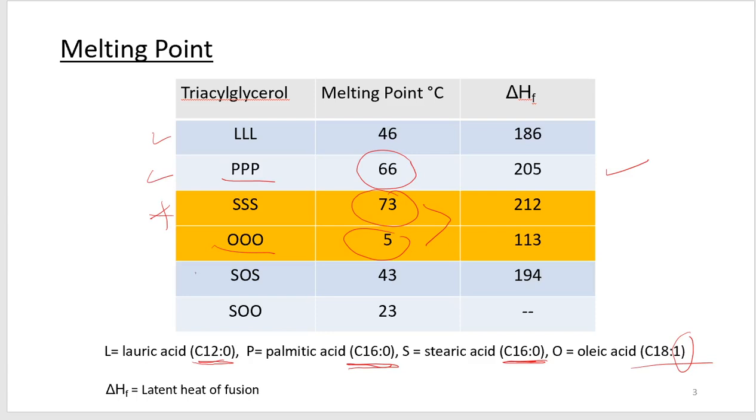Let's compare these two. There is 1 oleic acid and 2 oleic acids. And the 2 oleic acid triacylglycerol has a lower melting point. Again, the melting point of a triacylglycerol tends to increase with increasing chain length and with increasing saturation. But saturation plays the major role in the melting point. Okay, let's move on.